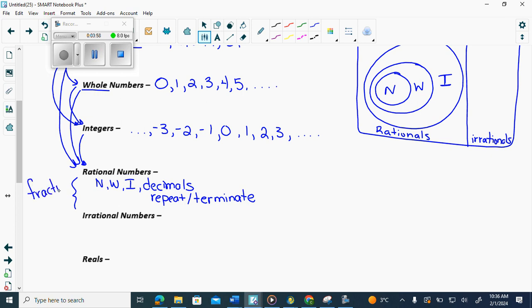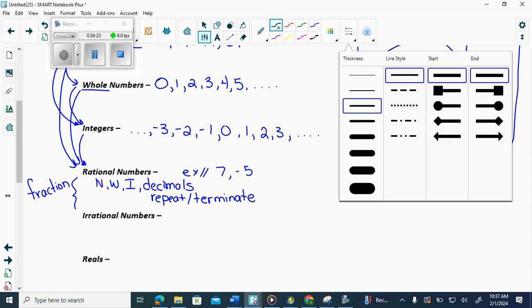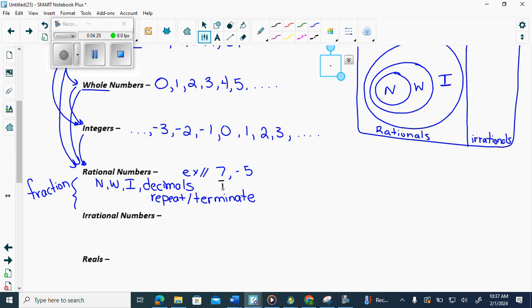Some people will say to me, well, how is the number 7 a fraction? Well, what is every number over if it's not over a number? It's over the number 1, right? So 7 is a fraction. It would be 7 over 1. -5 is a fraction. It would be -5 over 1, right? So examples of that could be 7 and -5, because I can put them over 1.